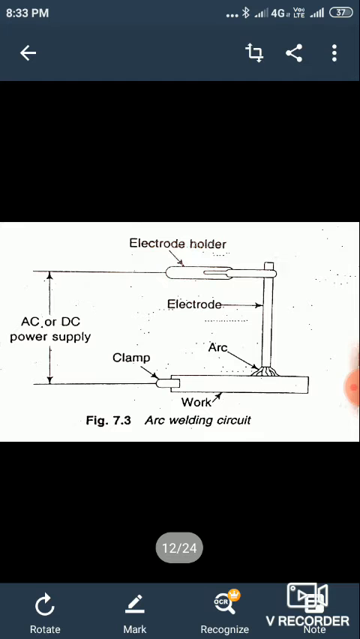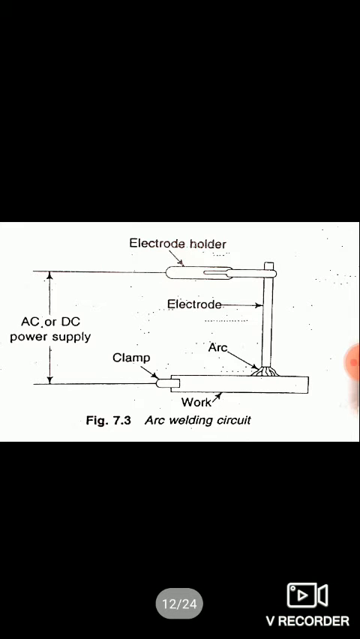In the case of DCSP, DCRP, or AC welding, they are connected according to the polarity. The electrode holder and the metal work table are connected to different terminals of the welding power supply by means of long insulated cables.